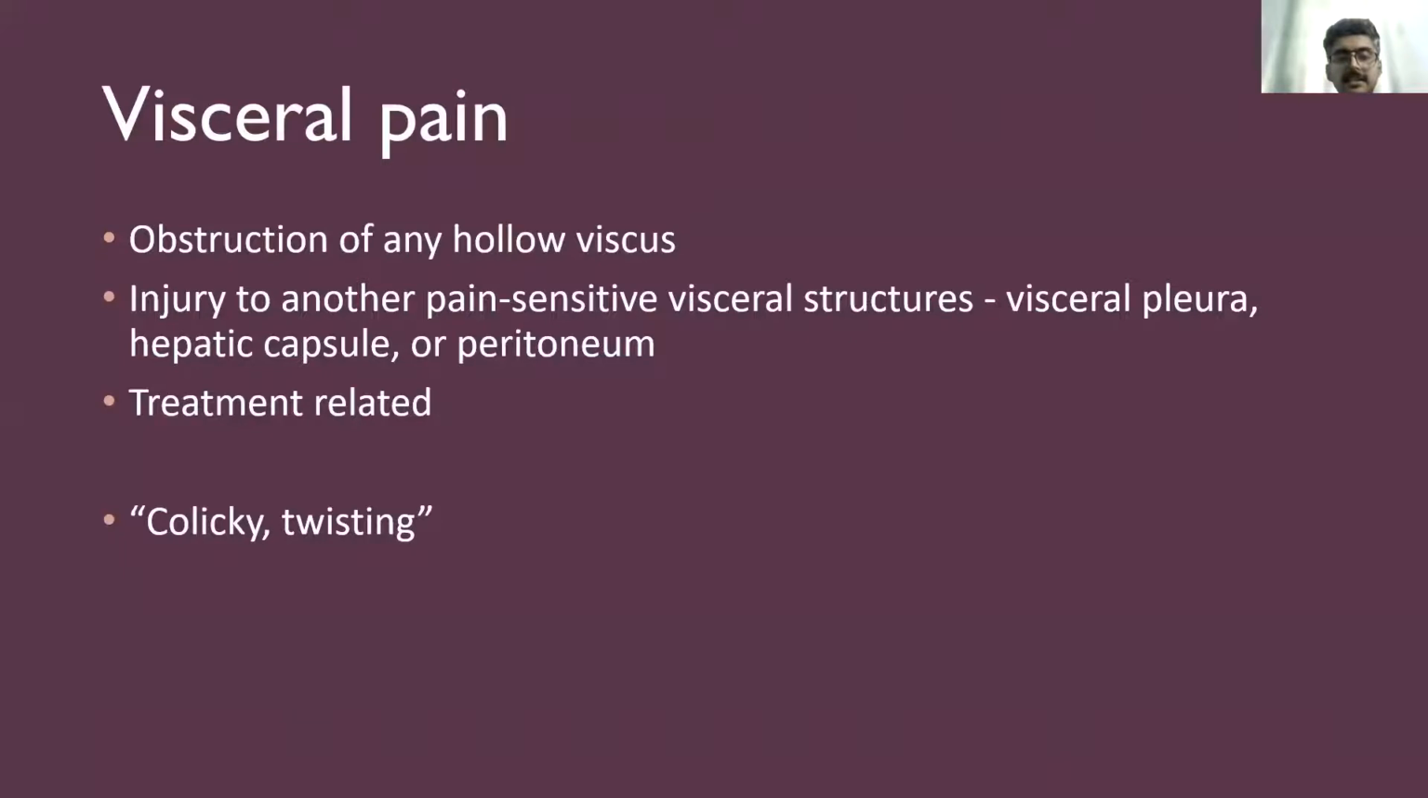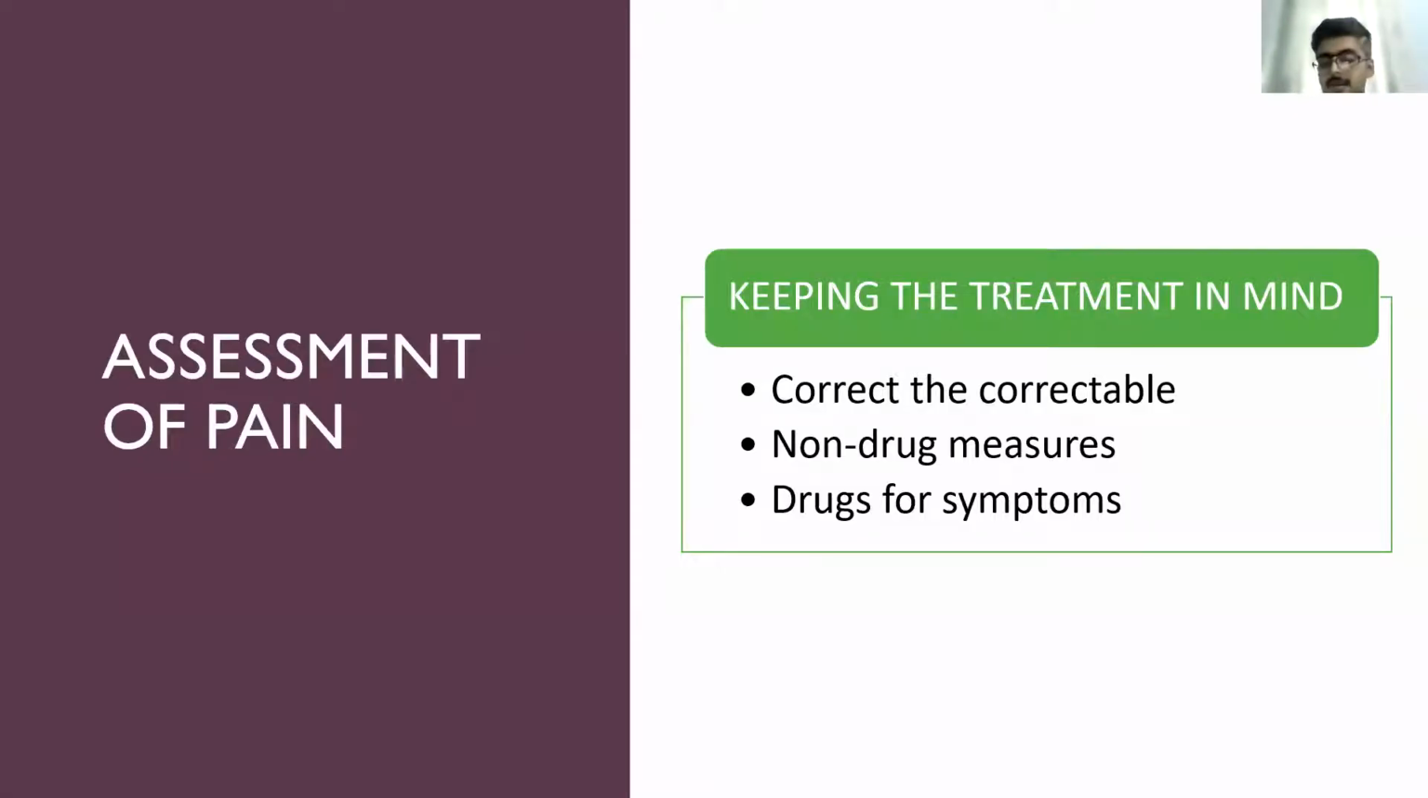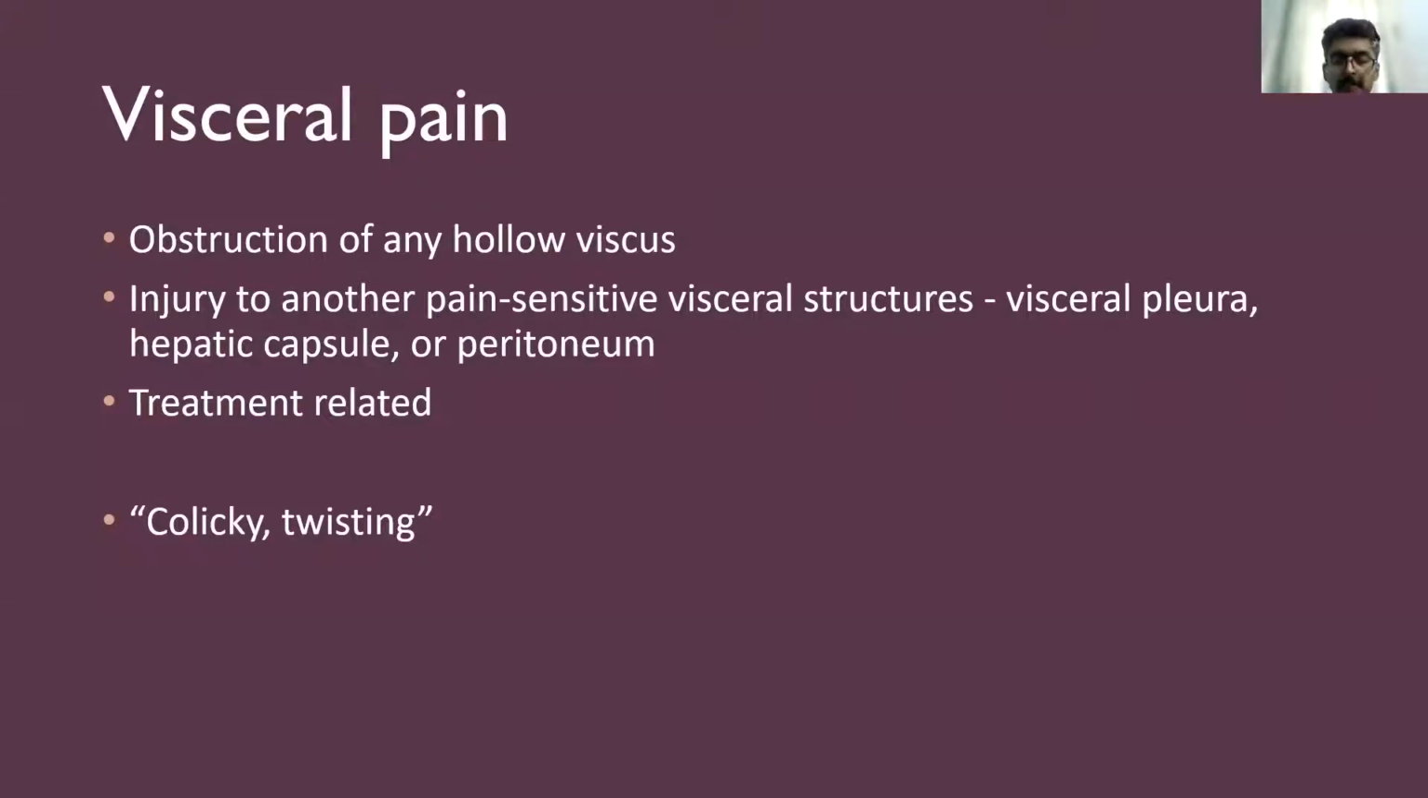As I mentioned earlier, visceral pain can be due to obstruction of any hollow viscus or other pain-sensitive visceral structures like visceral pleura, hepatic capsule or peritoneum. It can have various causes, most commonly diseases like cancer. It can also be treatment related, like after surgery. It is typically described as colicky twisting pain whenever there is an obstruction of a hollow viscus. But if a pain-sensitive visceral structure like pleura or peritoneum is involved, it may not be described as colicky twisting pain. It may be a dull aching pain or even a pricking pain. This is visceral pain.